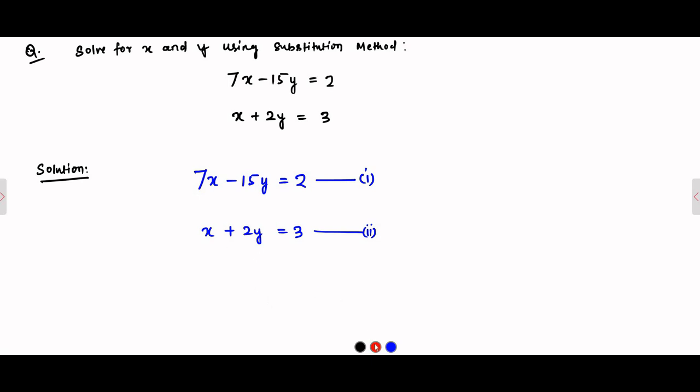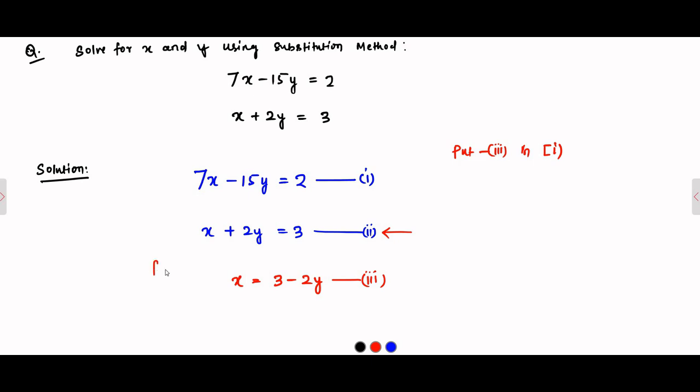So here we'll pick one of the equations and express one variable in terms of the other. Here it is very simple: x plus 2y is equal to 3, so we can write x is equal to 3 minus 2y. This is, let's say, equation number 3. Now we will put equation 3 in equation 1.